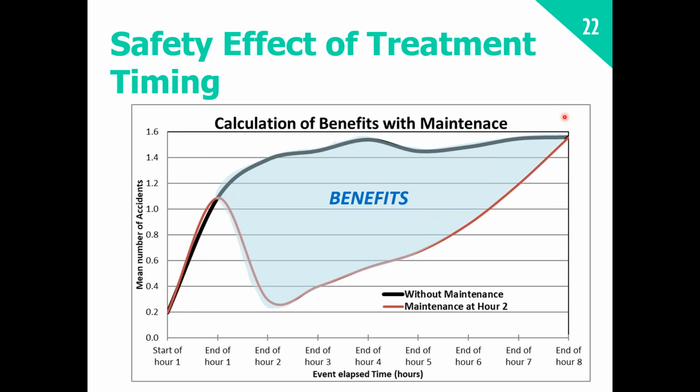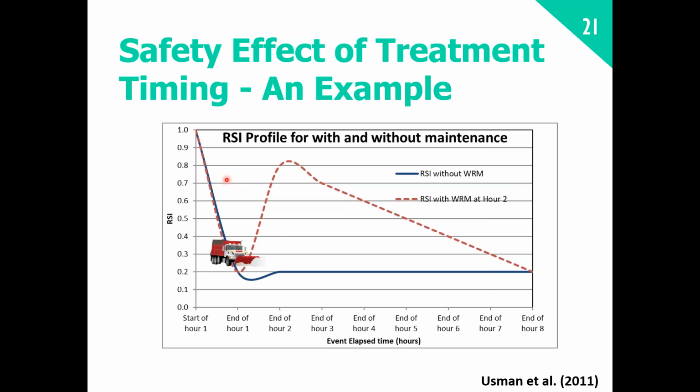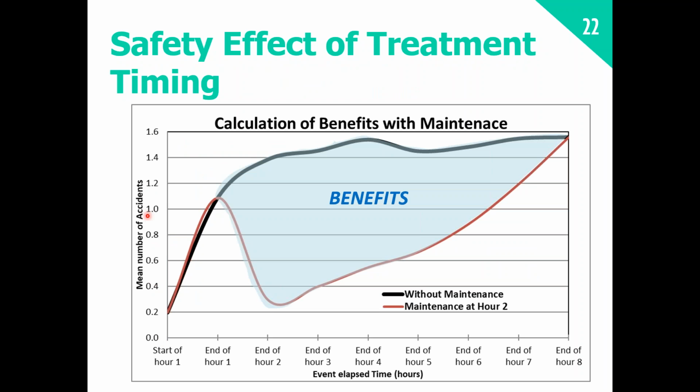The line represents the without maintenance, and then the red line represents the maintenance at hour 2. So this figure, what we had in RSI can be nicely translated into the mean number of accidents. You can see that there's a very similar pattern, right? And this is obvious because if you look at the calibrated model that I introduced earlier, RSI was found to be one of the influencing factors that contribute to the variation in number of accidents.